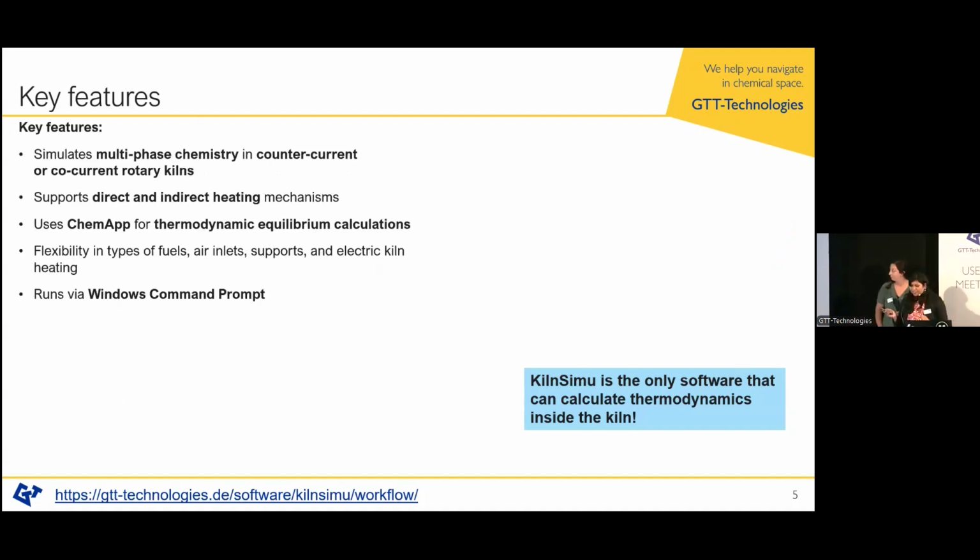There are some key features of KilnSimu. You can simulate multiphase chemistry, both in co-current and in counter-current rotary kilns. It supports direct and indirect heating, and it uses ChemApp, which is the Gibbs energy minimizer, to perform equilibrium calculations. There is a wide flexibility in types of fuels and air inlet supports, and it can also support electric kiln heating, and it runs via the Windows command prompt.